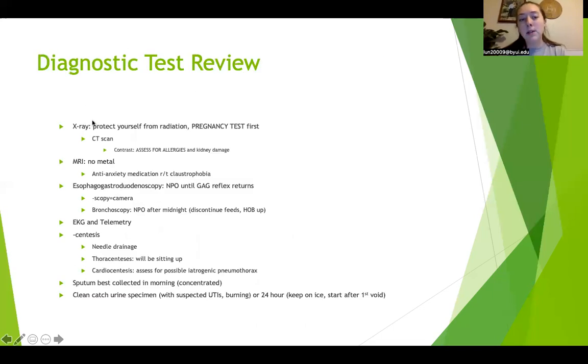Diagnostic test review. So x-rays, we want to protect ourselves from radiation. For all females of childbearing years, they need a pregnancy test before they get an x-ray, usually just through a urinalysis. CT scan is a type of x-ray, usually using contrast dyes. So we're assessing for allergies, especially like shellfish, iodine, stuff like that, as well as kidney damage, and adding to that, checking to see if they're on metformin.